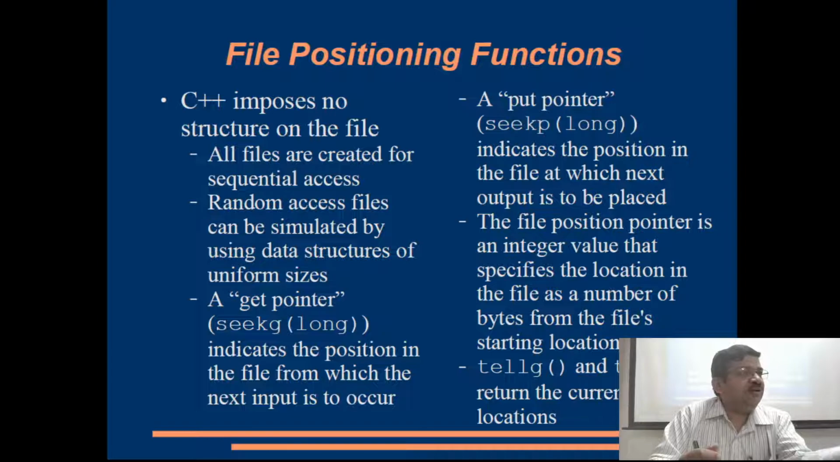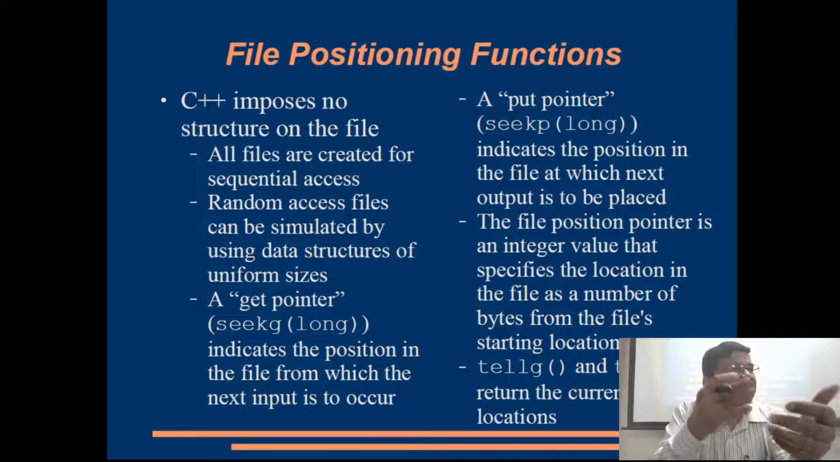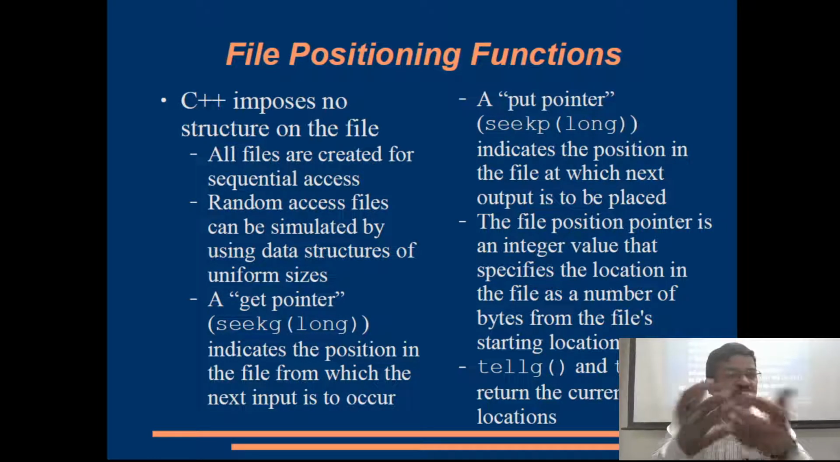There has to be a marker, some way to, I mean, it's a single file. You are asking the control to be taken to a particular position in that file. So how does that happen? There are certain directives for that, and that is what we do here. So C++ imposes no structure on the file. All files are created for sequential access, so one after the other.